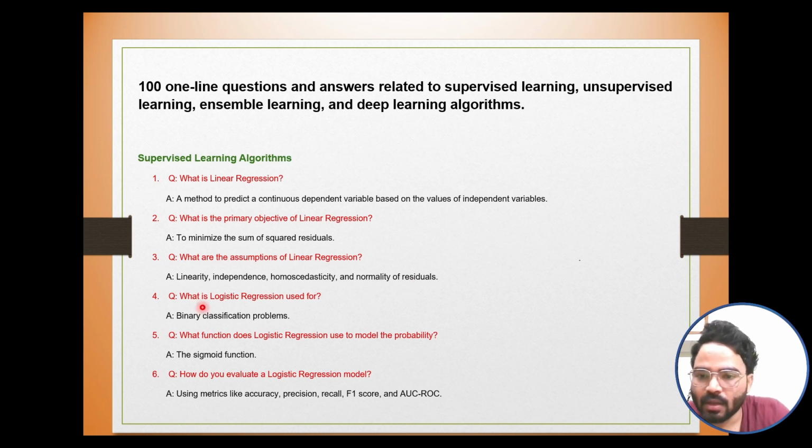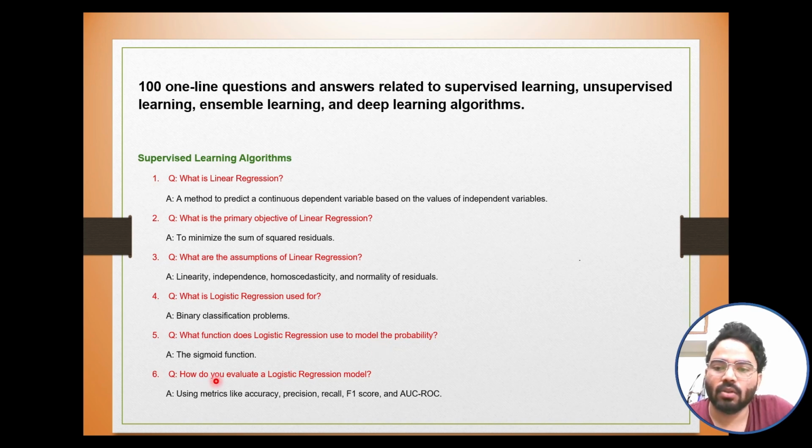Next, what is logistic regression used for? Logistic regression is used only for binary classification because it provides you two values. For example, we can use it for an email classifier and disease prediction, where the answer is disease yes or no. The next question is, what function does logistic regression use to model the probability? In logistic regression, the model uses a sigmoid function.